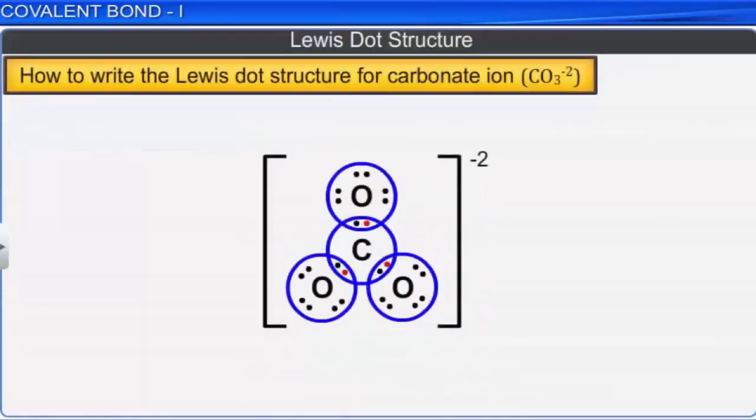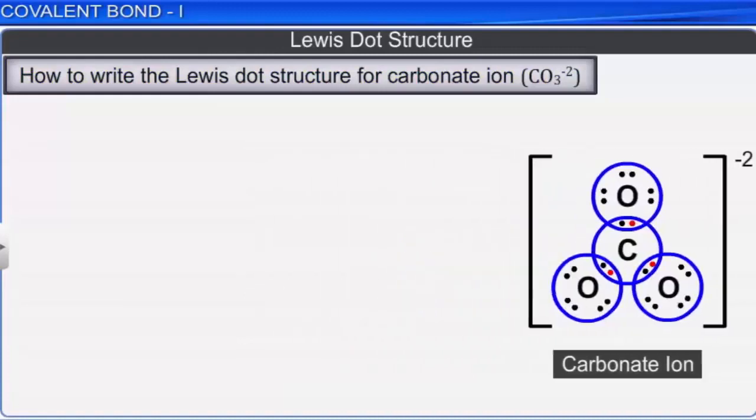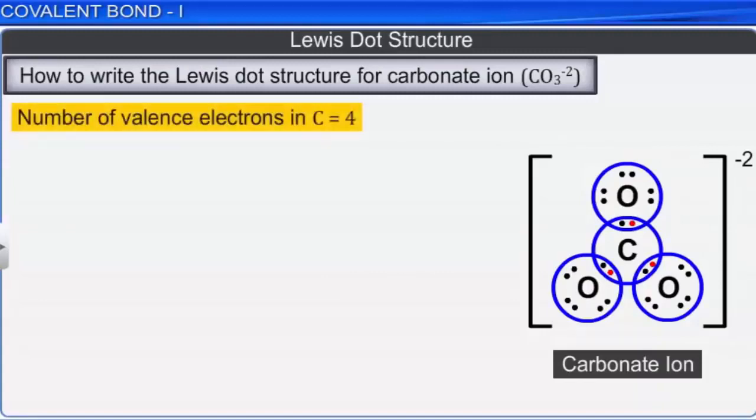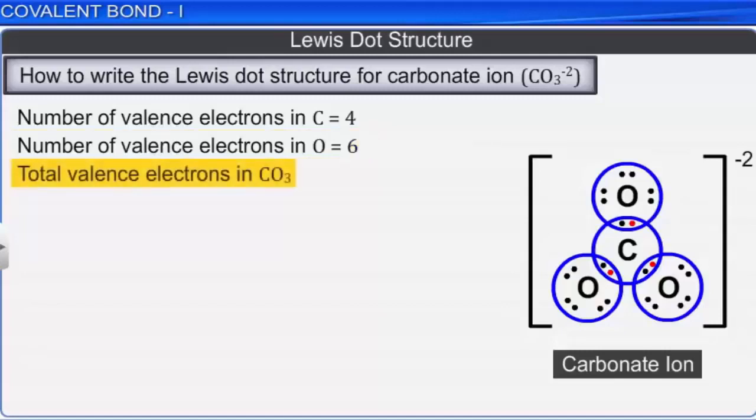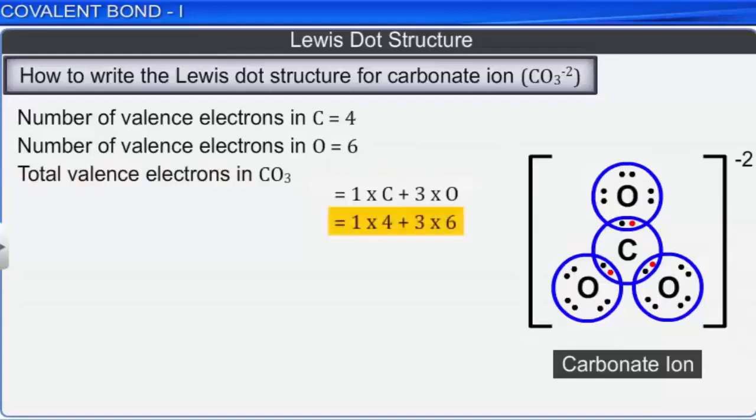Now let's see how to write the Lewis dot structure for carbonate ion by adopting the above-mentioned steps. First, let us calculate the total number of valence electrons in the carbonate ion shown here. The number of valence electrons in carbon is 4, whereas the number of valence electrons in oxygen is 6. As 3 oxygen atoms are present, the number of valence electrons in 3 oxygen atoms is equal to 18.